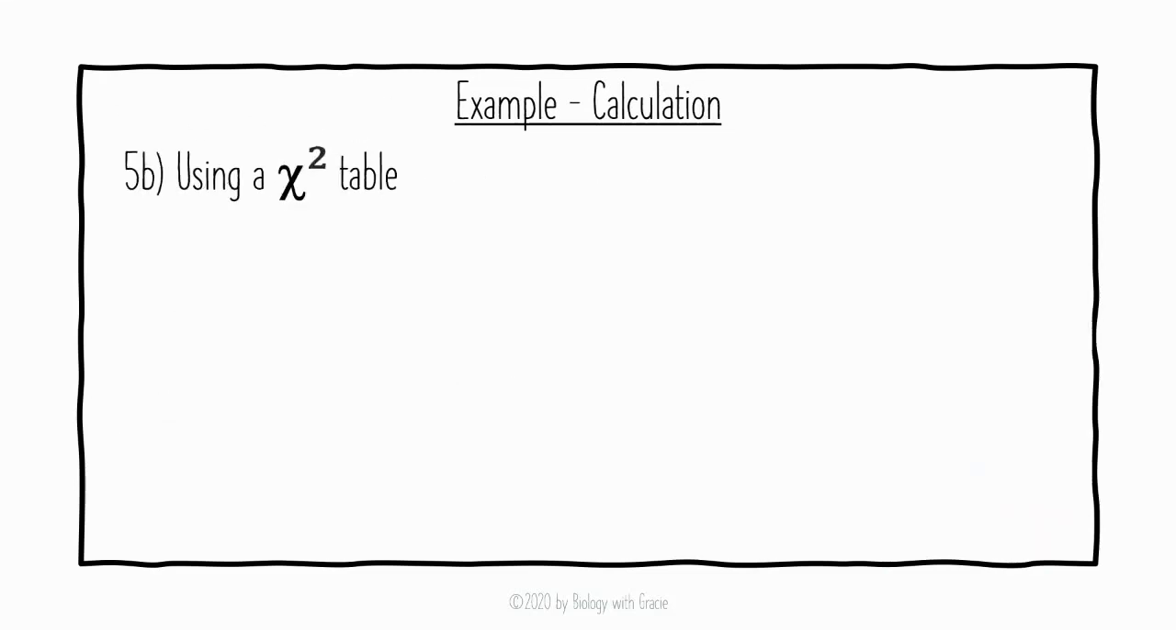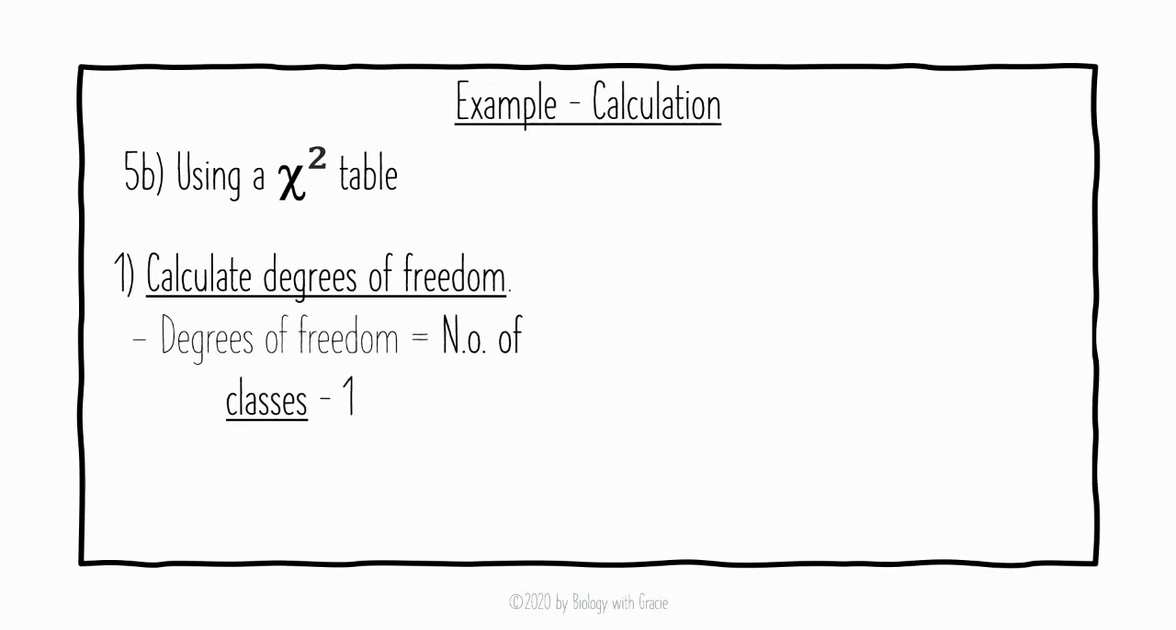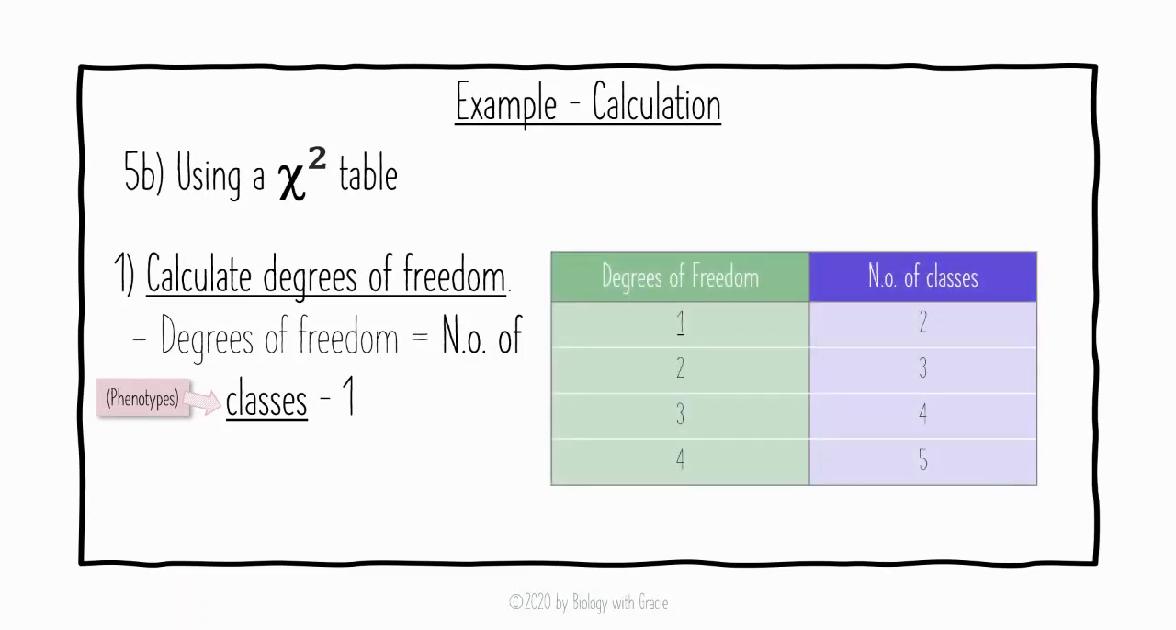So using a chi-squared table, the first thing we need to do is calculate the degrees of freedom. So all we have to do is do the number of classes, or in this case phenotypes, minus 1. So we have our degrees of freedom here and our number of classes. So for our example, we have 2 classes or 2 phenotypes, which is tall and short. So we need to do 2 take away 1, which equals 1. So our degree of freedom is 1.